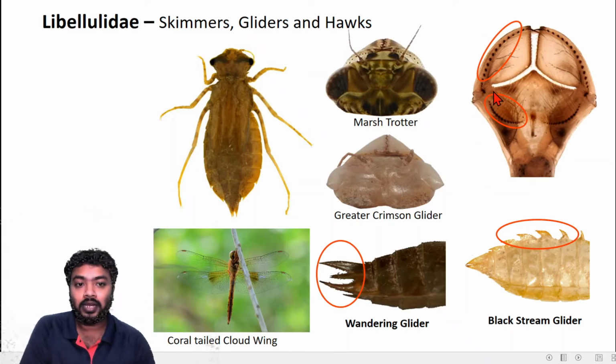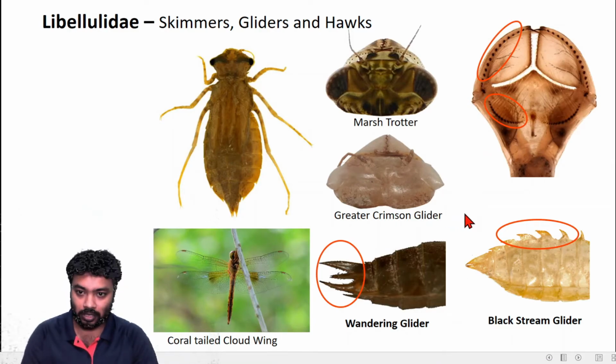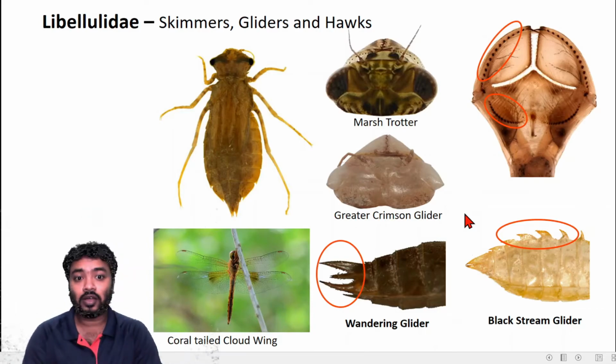So just by examining the labium we can identify up to genus, and for species level identification we have to combine different characters, like labial characters and abdominal characters. All the characters should be judged for species level identification.